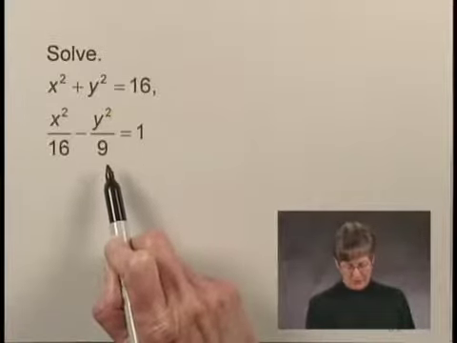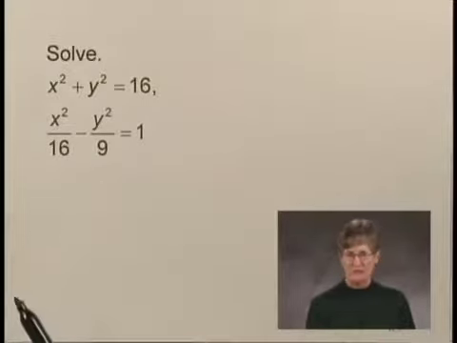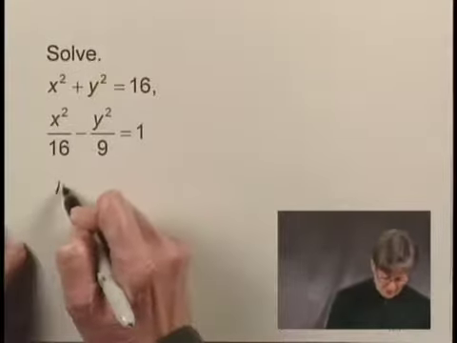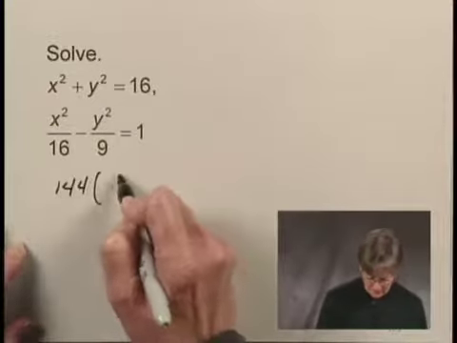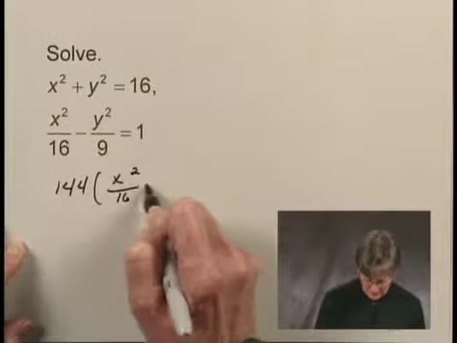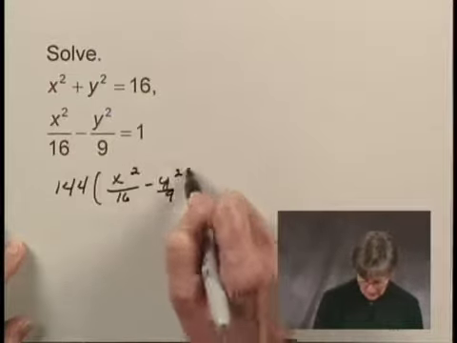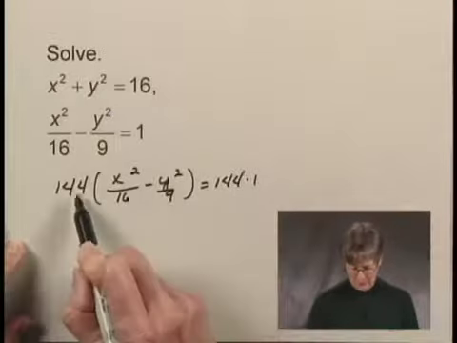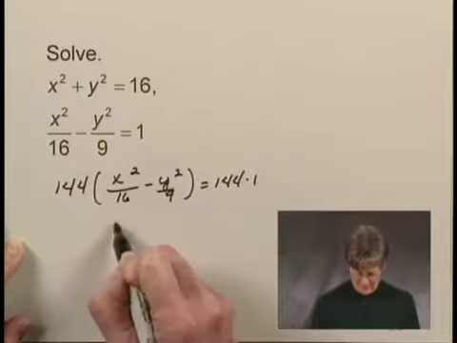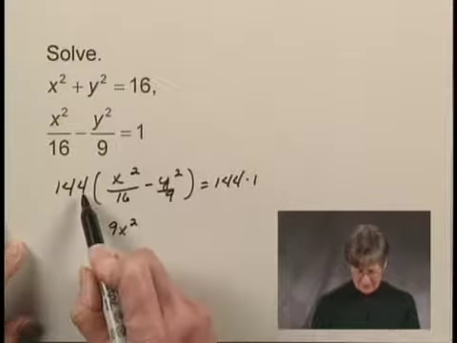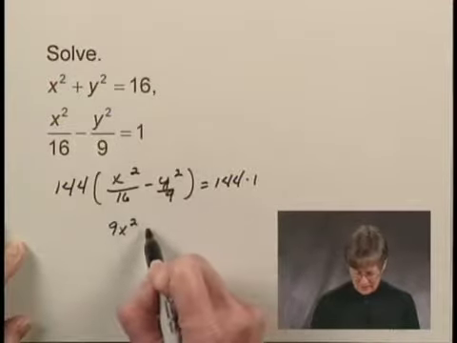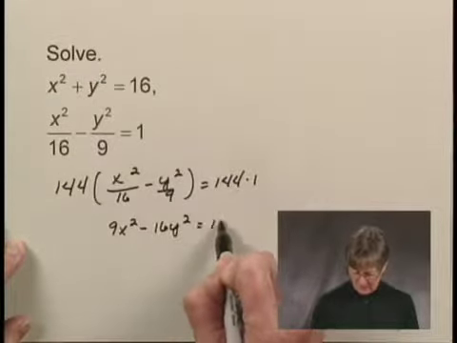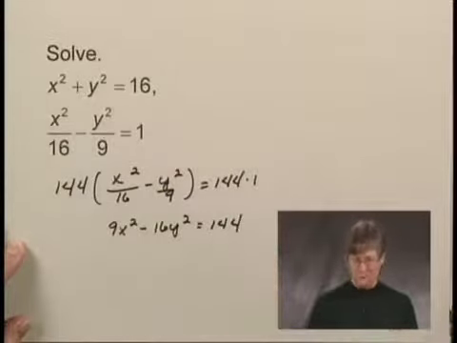To do that, I'll multiply both sides by the least common multiple of these two denominators, and the least common multiple of 16 and 9 is 144. So we would have 144 times x squared over 16 minus y squared over 9 is equal to 144 times 1. 144 times x squared over 16 is 9x squared, and 144 times y squared over 9 is 16y squared. So I have 9x squared minus 16y squared is equal to 144.